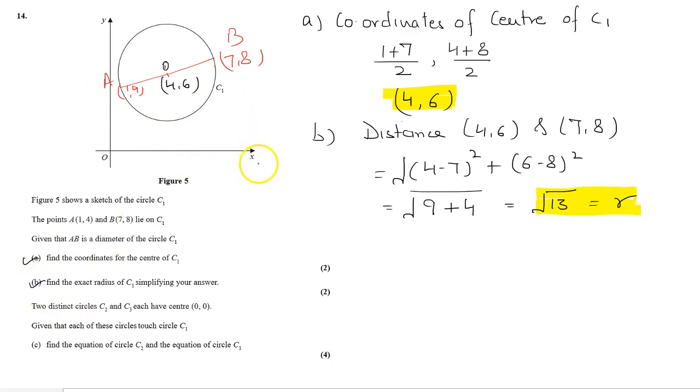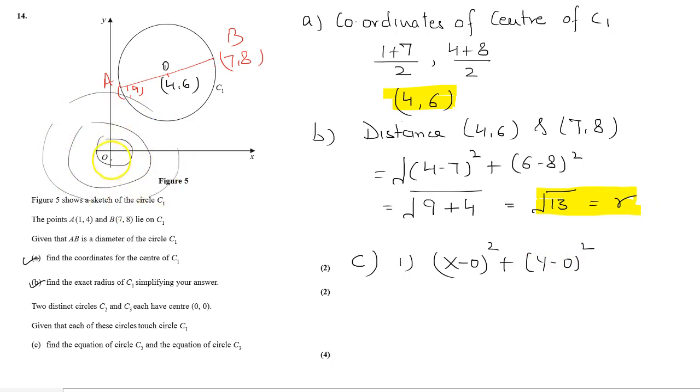The two distinct circles C2 and C3 each have center O. So we have a circle from here. Find the equation of C2 and the equation of C3. Because this is at the center, so x minus 0 square plus y minus 0 square; whatever circle is there, if the center is 0, the difference it makes is the radius.